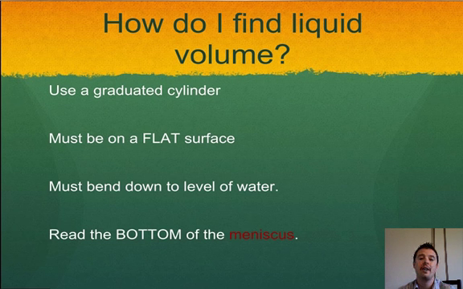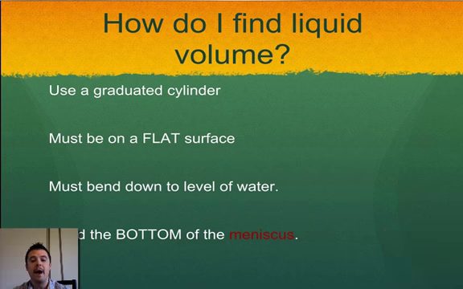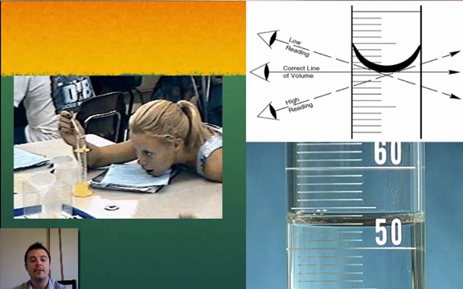The first one's called liquid volume. Typically you use a graduated cylinder, you have a flat surface, and you bend down to the level of the water, and you read the bottom of the meniscus. That looks like this. The girl there is bending down to see the volume within the graduated cylinder.